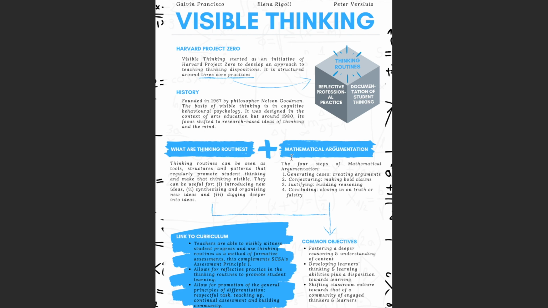When compared with mathematical argumentation, we found common objectives between both of these processes, which include fostering a deeper reasoning and understanding of content and so on. After discussing all that, we then summarized how visible thinking has its links to the curriculum.